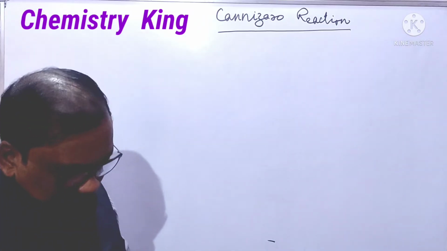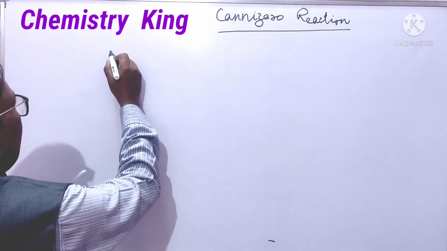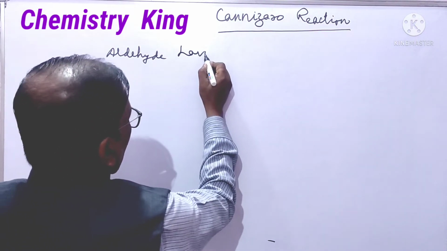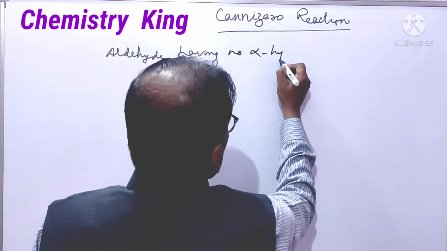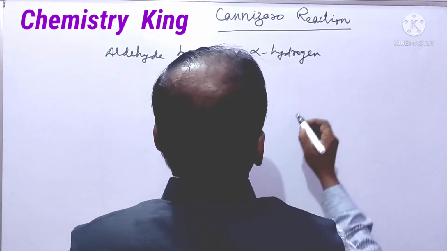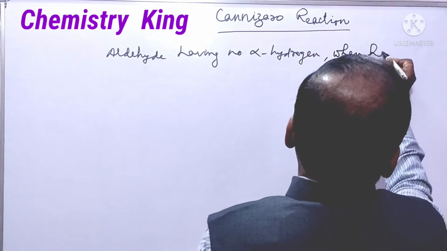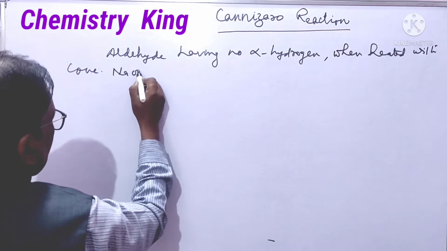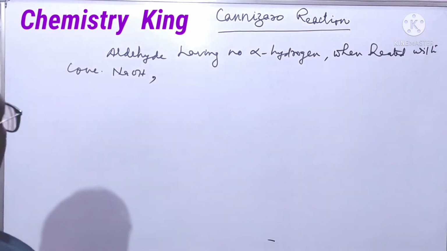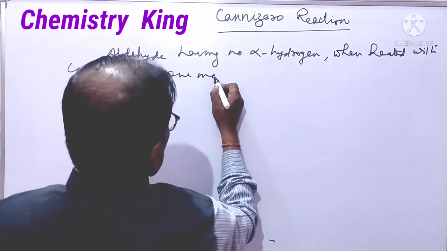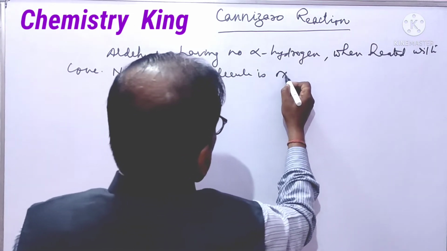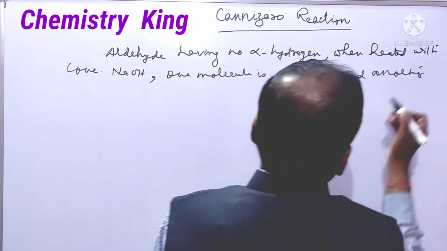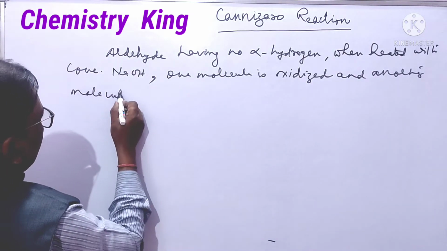Today's first name reaction is the Cannizzaro reaction. An aldehyde, not a ketone, having no alpha hydrogen, when heated with concentrated NaOH or KOH, one molecule is oxidized and another molecule, means the second molecule, is reduced.